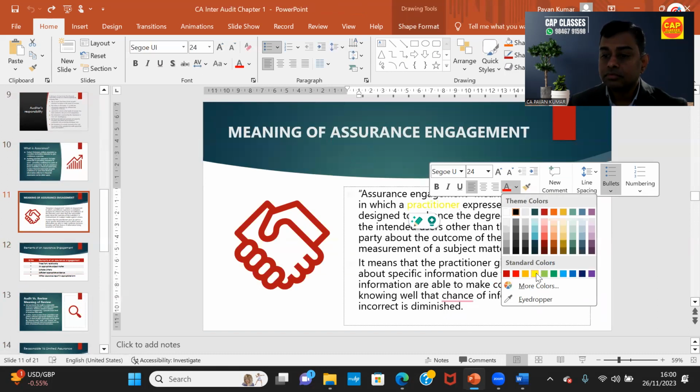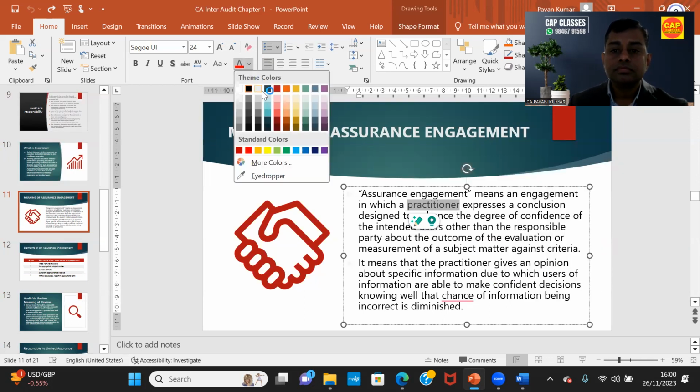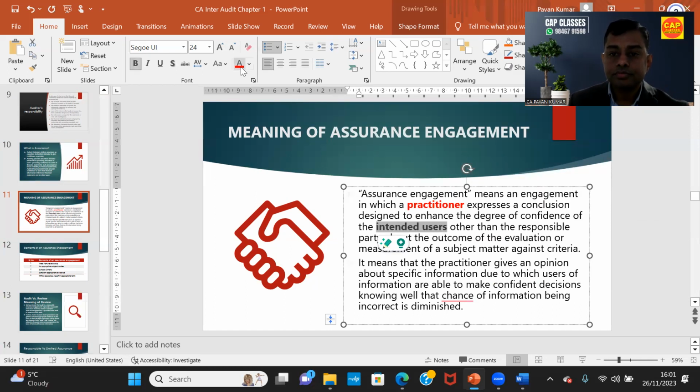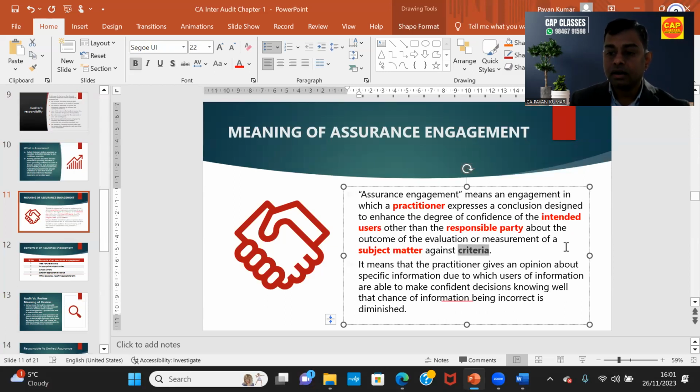Practitioner. One, intended users. Two, responsible party. Three, subject matter. Four, criteria.